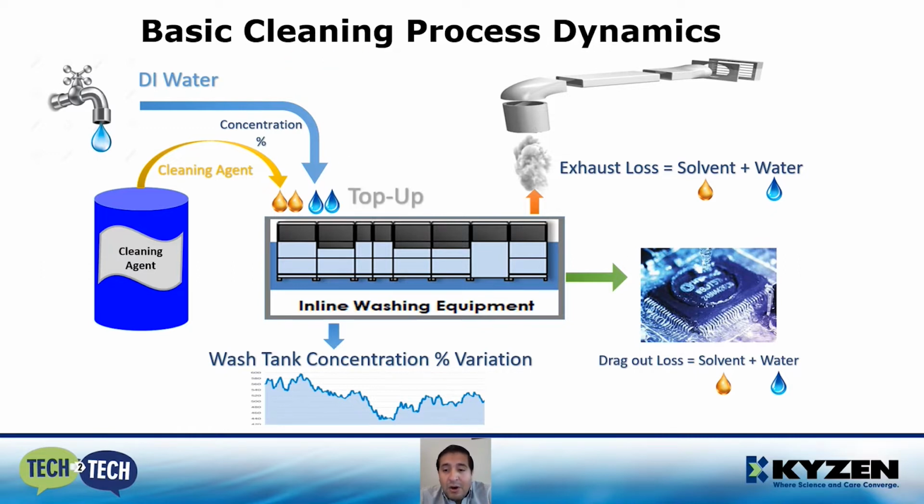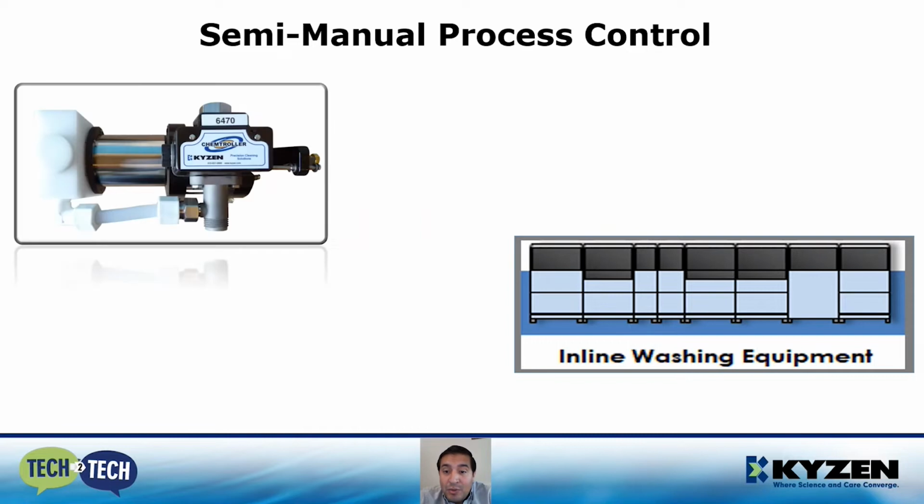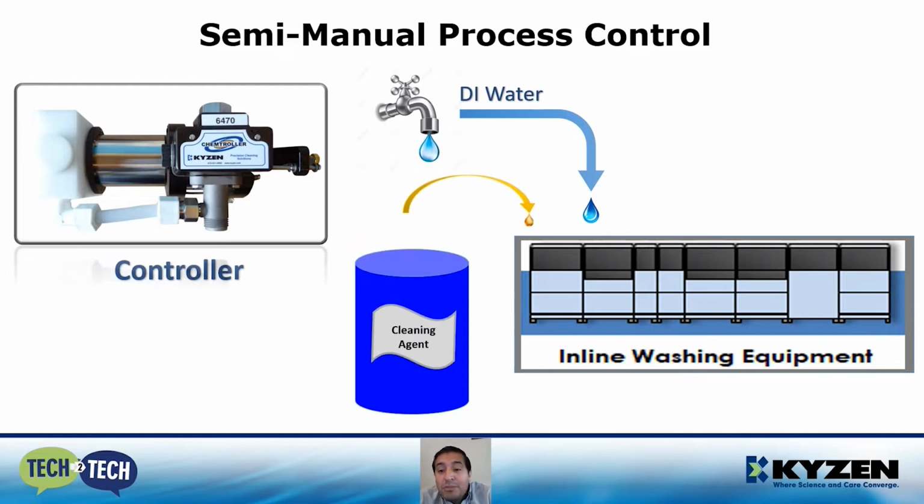We will be focusing on how to control your clean application using a semi-manual process. For this purpose, we will require an automated dosing system like this one, which we are going to call a controller. This controller will help us dispense water and chemical into our cleaning equipment when the washing tank demands it. We call this a makeup or top up. This compensates for the losses mentioned before, allowing us to reduce the variations of the proportion of water and chemical inside the washing tank.